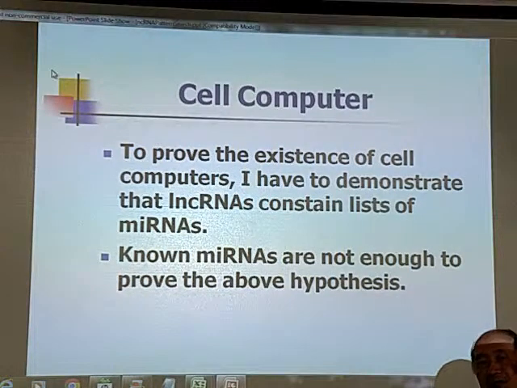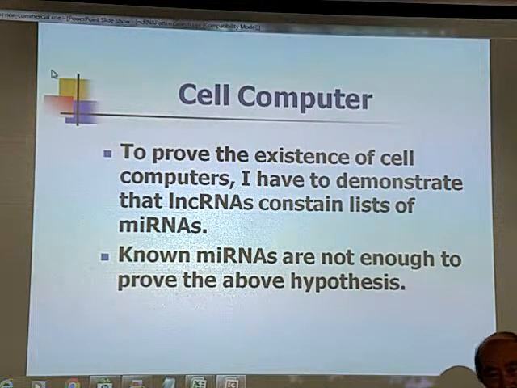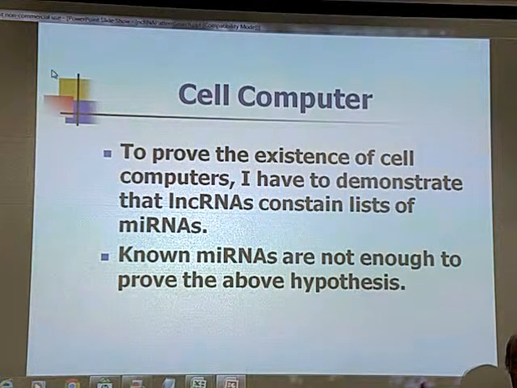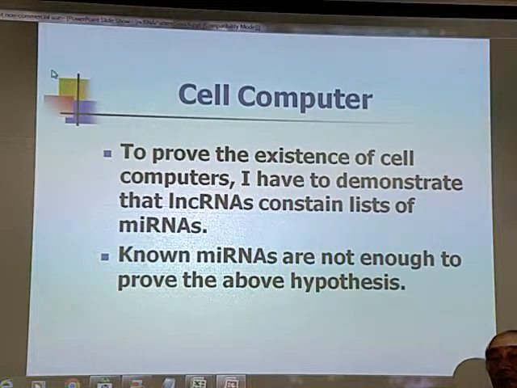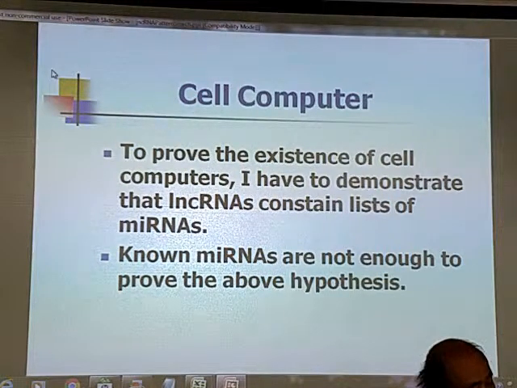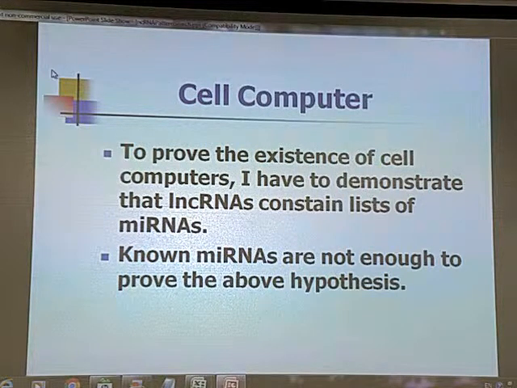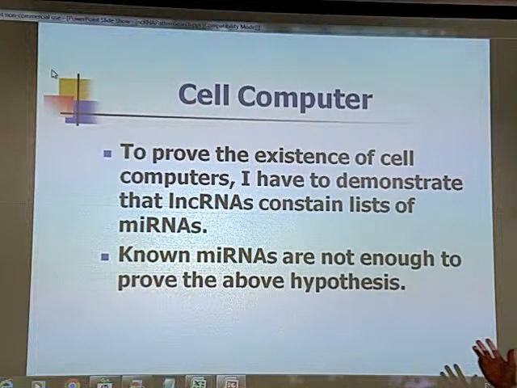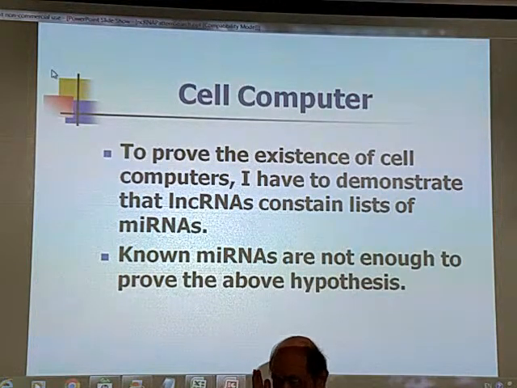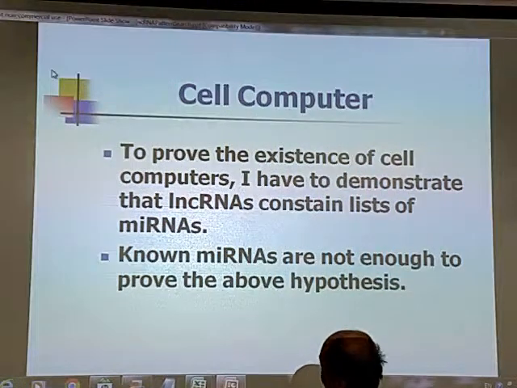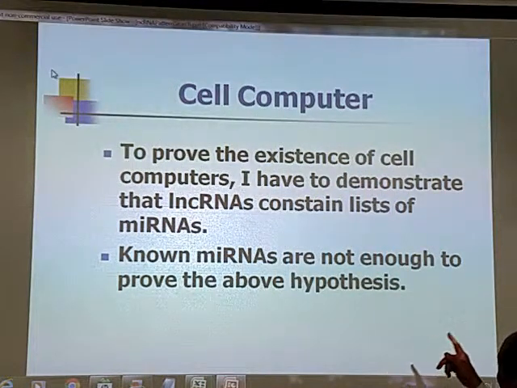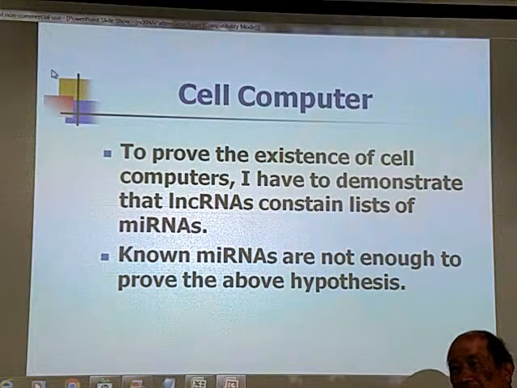We are doing nested list processing. List call, list call, list call, list. At the end of the list, you call a primitive instruction to do real things. So to prove the existence of a cell computer, I have to demonstrate that the long non-coding RNA contains lists of microRNA. My failure last year was that I was focused on the existing microRNA, and that's not enough. Known microRNA are not enough to prove the above hypothesis.